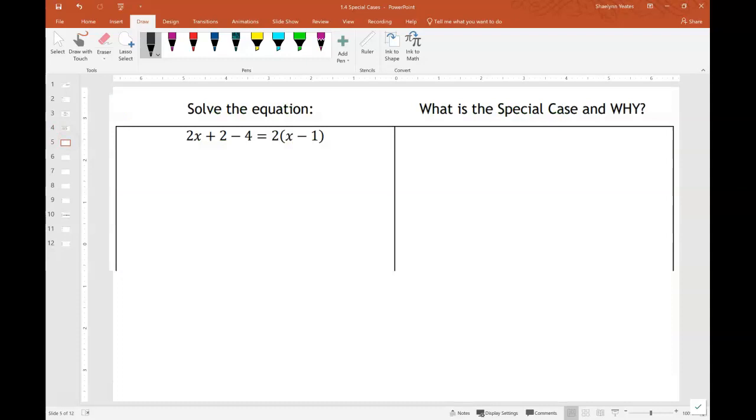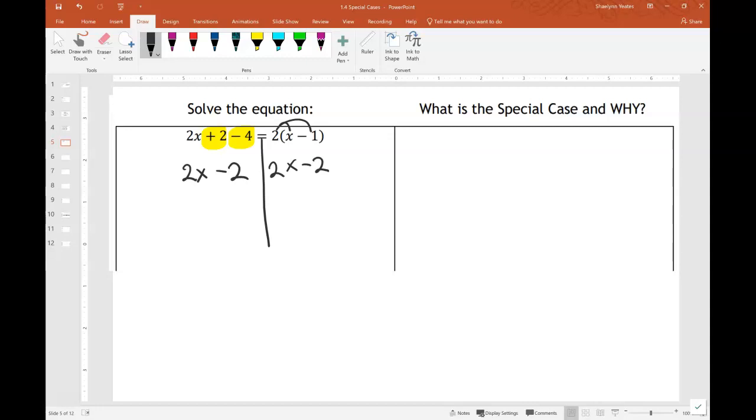All right. So for these next several problems, we're going to solve the equation. We're going to decide if it's one solution, no solution, or infinite solutions, and how we can tell. Our first step is to combine like terms or do any distributing. So I'm going to make it left and right side. On the left side, I notice I have a +2 and a -4. So I have 2x, then 2 minus 4 is a -2. Then on the right, we're going to distribute. So we've got 2 times x, which is 2x, and 2 times -1, which is -2.